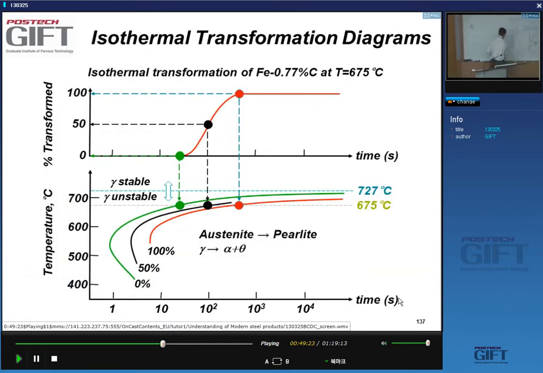Okay. This information here, these transformation curves, can be used to make two-dimensional plots where you say this is the eutectoid temperature, this is the eutectoid temperature minus delta T. I can mark points where the transformation at a certain temperature is this much percent. Yeah?